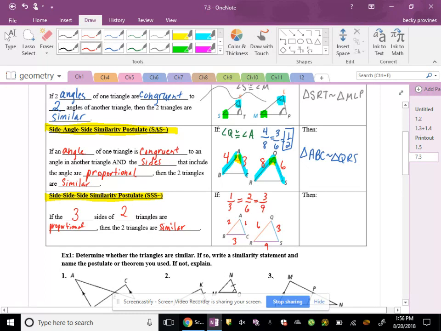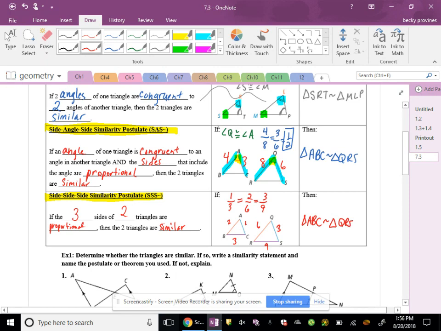Now, do they all reduce to the same thing? Take your calculator and divide them out, or just reduce them. And they all reduce down to 0.3 repeating. So they're all the same. So they're proportional. So we know that they are similar.